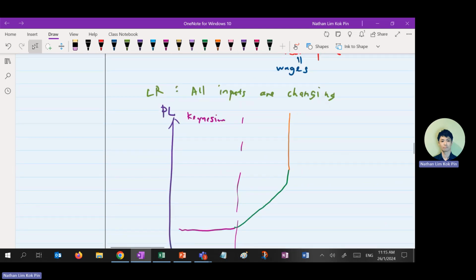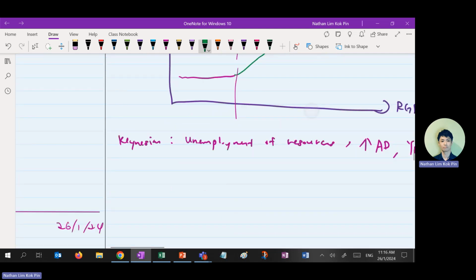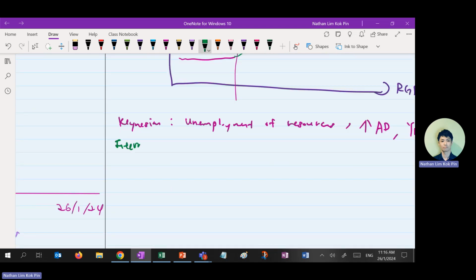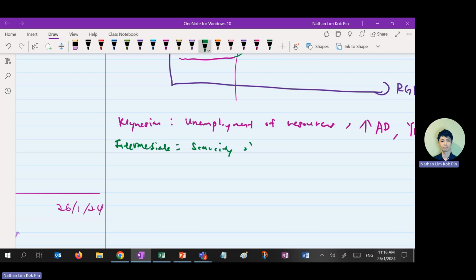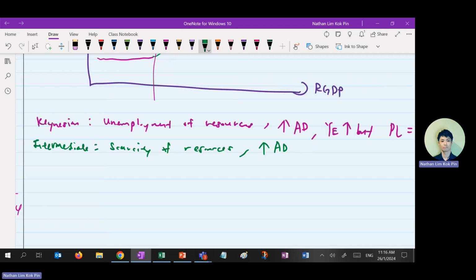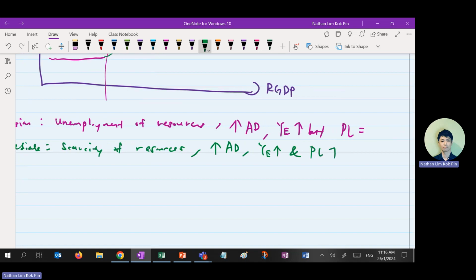Second phase is good. Second phase is intermediate because it's the most realistic. Okay. Intermediate. What does intermediate show? Scarcity of resources. When we increase AD, YE increases. Notice the word I use, increases. PL also increases.